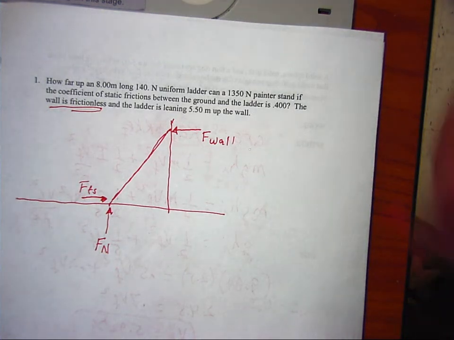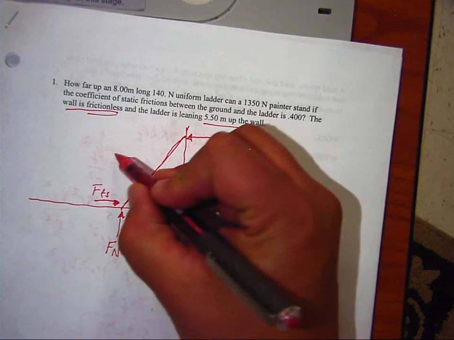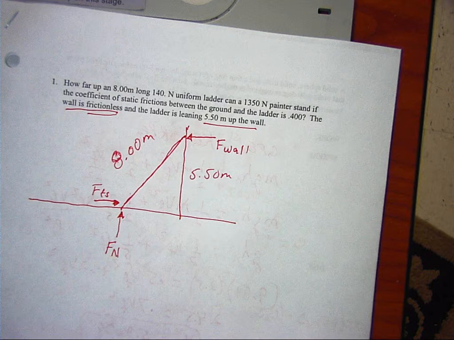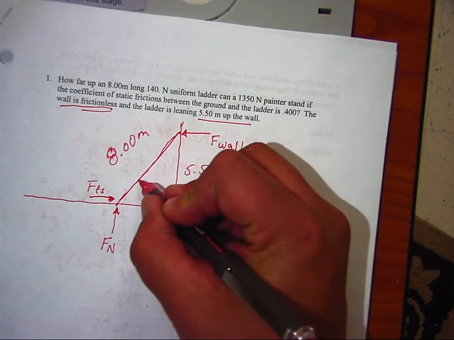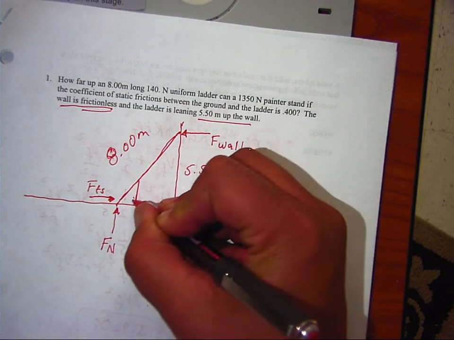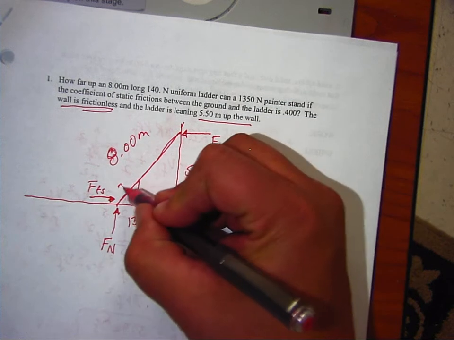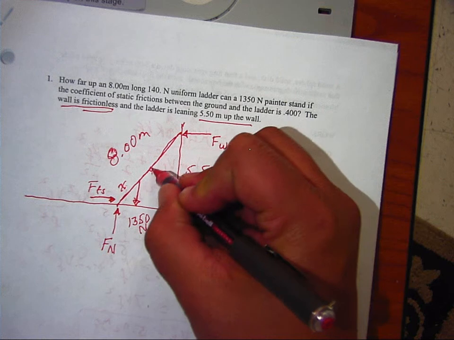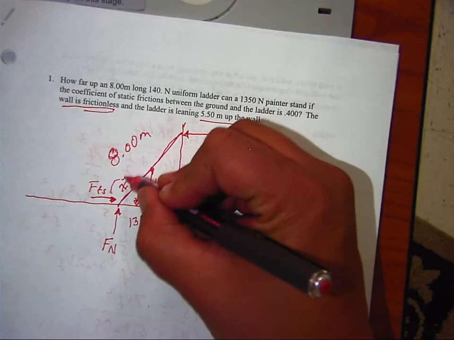All right. The ladder is 5.5 meters up on the wall. See? 5.5 meters up on the wall. It's 8 meters long. And then you have two things that are trying to make it move. You have this painter. I have no idea where the painter's standing. That's what we're trying to find. So here's the painter, who weighs 1,350 newtons, and he's some distance x. And then it's a uniform ladder that weighs 140. So if it's uniform, where is that at? At the middle. So that distance is 4.